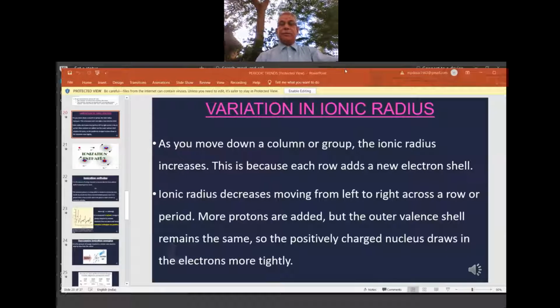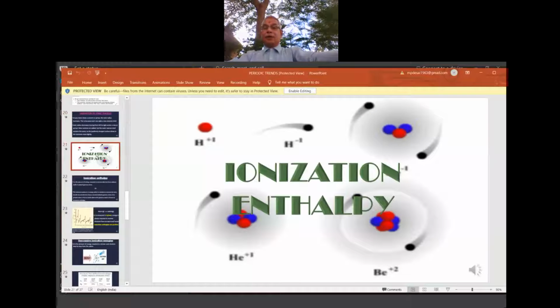What is there? Today's topic of discussion is ionization enthalpy. Enthalpy is a thermodynamical term. We don't discuss in detail the term enthalpy now. Here, for today's session, we take enthalpy as energy.